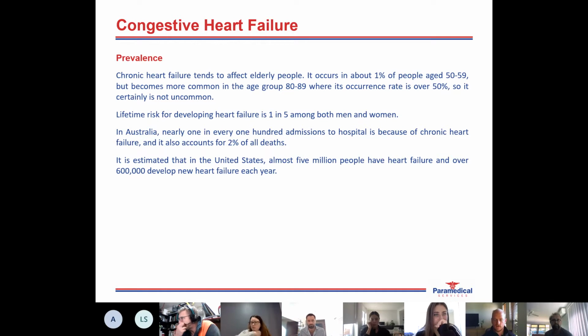It's estimated that in the US, almost 5 million people have had heart failure. Over 600,000 develop new heart failure each year. And that is because as we get older, our bits and pieces tend not to function or work as well as what they used to, thus leading to a dysfunction.